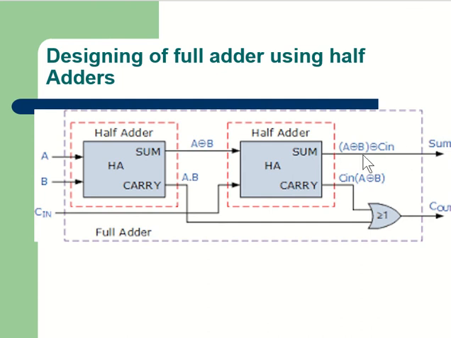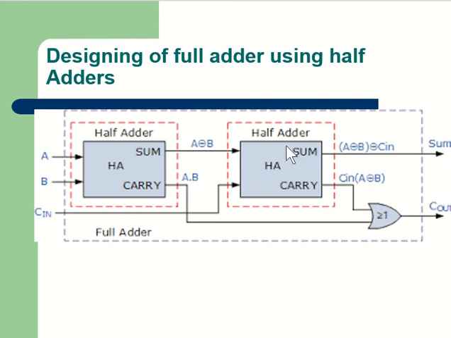It is A XOR B XOR C, right? So what I'll do is I'll take one more half adder. For this, the output of the previous half adder, that is A XOR B, will be given as an input, and one more variable C in will be given as an input. So one input is from the previous half adder and one more input is C in.